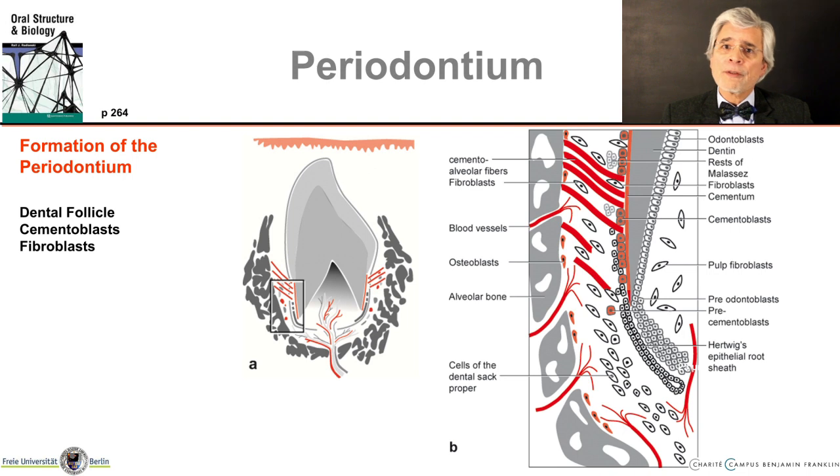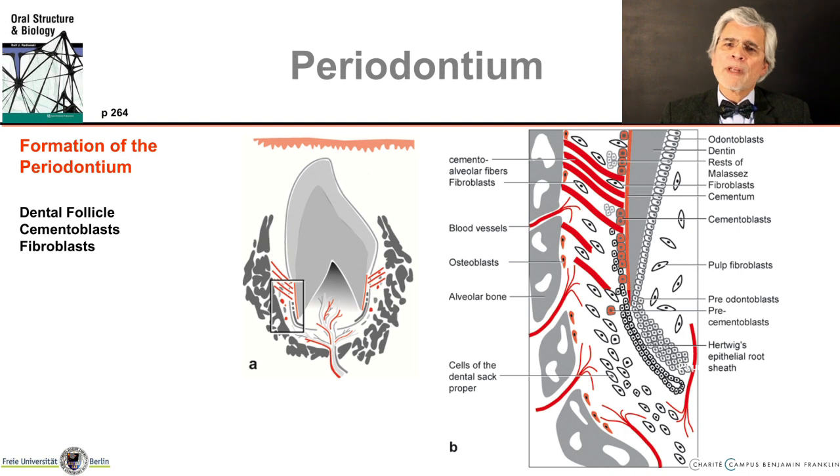Hertwig's epithelial sheath is the duplication of the inner and the outer epithelium, and it determines the shape of the root to which the odontoblasts attach from the inside and deposit dentine. We have already seen this during the tooth development in the chapters on dentine and on root formation. So Hertwig's epithelial sheath then largely dissolves and allows the cementoblast to deposit cementum on the dentine surface.